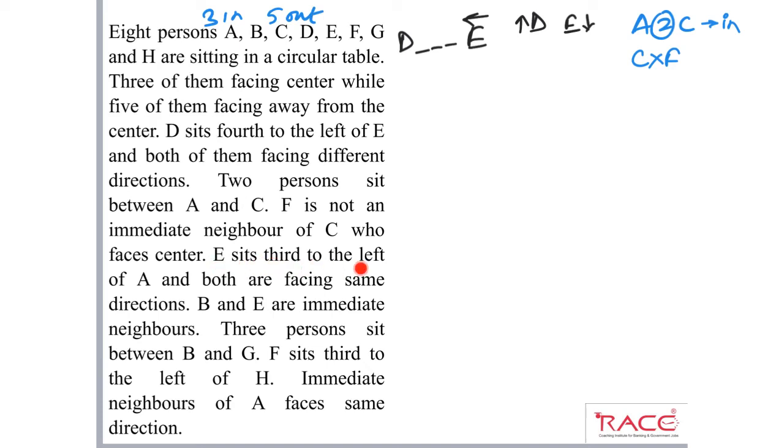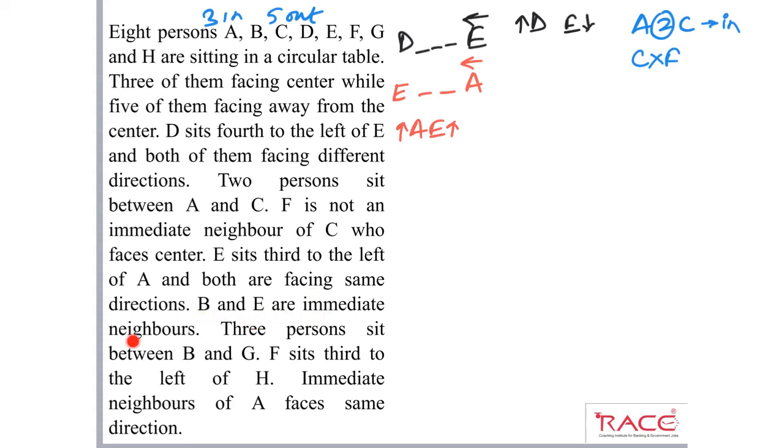Next information, E sits third to the left of A. Okay, so they are saying E is third to the left of A. So A, first left, second left, third left we have E. And both of them are facing the same direction. Both of them are facing the same direction, means A and E face the same direction. It can be inside or it can be outside.